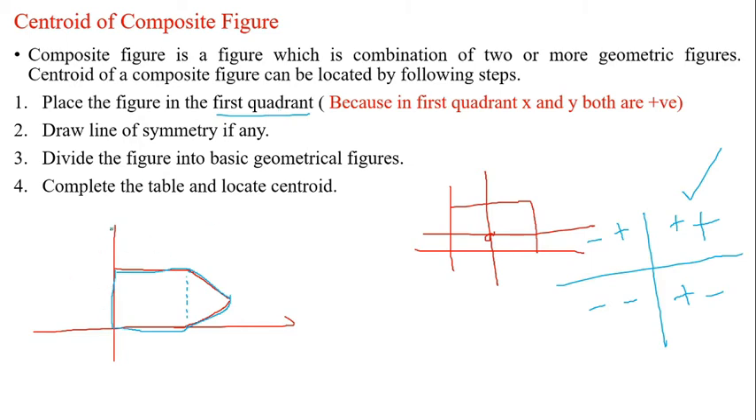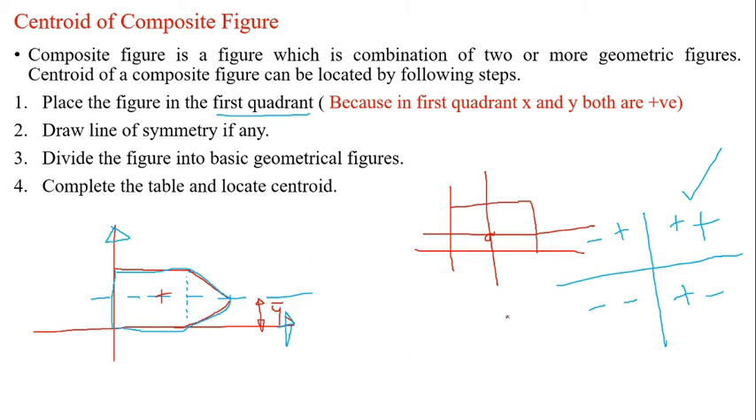Draw line of symmetry if any. Now, the second step is draw line of symmetry for the figure. Now, here for the figure under consideration, let us assume that this triangle is isosceles triangle. So, here we can draw a horizontal line of symmetry for the given figure, okay. And when horizontal line of symmetry is there, it means that the centroid lies on this line. Suppose this is the centroid, and hence its vertical distance is known to us. This is y bar. So, y bar will be known to us.